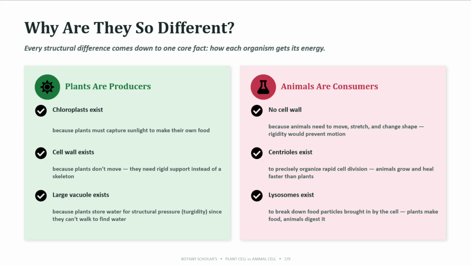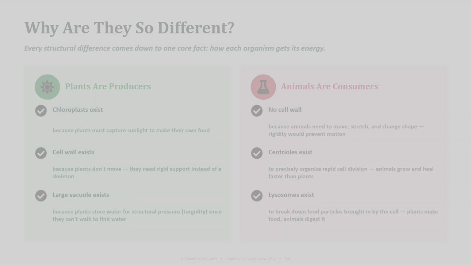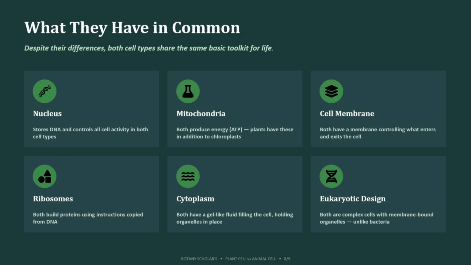Every structural difference traces back to that one core strategy, but let's not forget, despite all these differences, plant and animal cells share the same basic toolkit for life. Both have a nucleus storing DNA. Both have mitochondria producing energy. Both have a cell membrane, ribosomes building proteins, and cytoplasm holding everything together. Both are eukaryotic cells with membrane-bound organelles, proof that deep down they evolved from the exact same ancient blueprint.